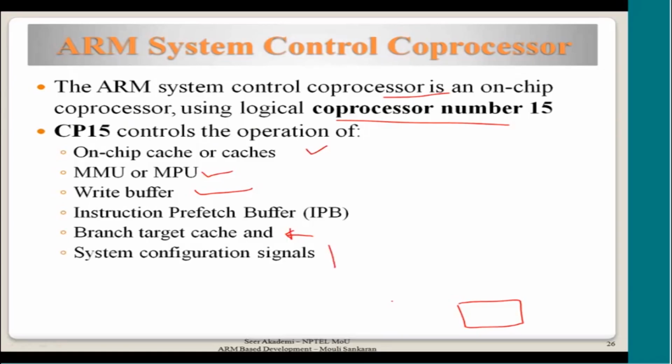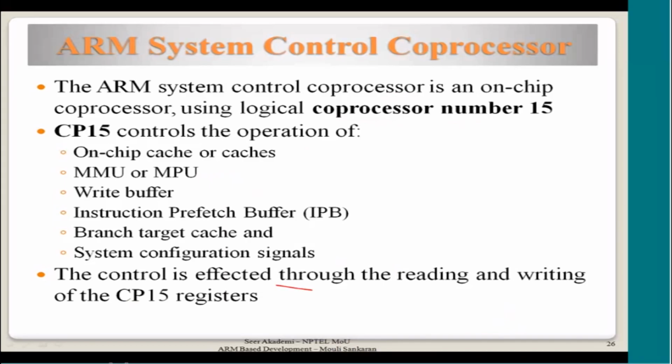System configuration signals. In some of the high-end processors of the ARM family only, I am talking about the ARM family, we can even configure the endianness of the processor in the chip. So you can change big endian to little endian, and it need not come from an external signal as we saw in ARM7TDMI. These kinds of endianness configurations can also be controlled by the CP15 register.